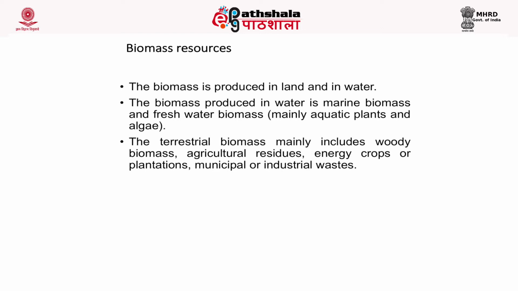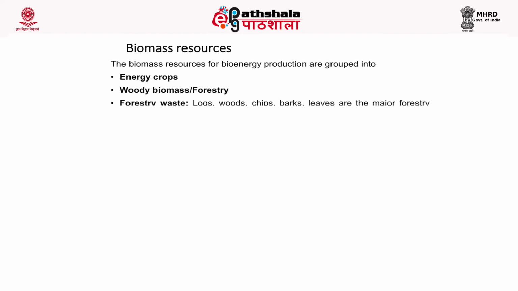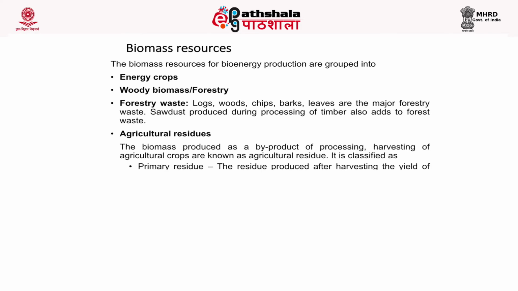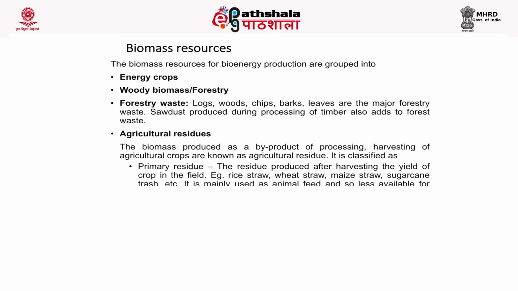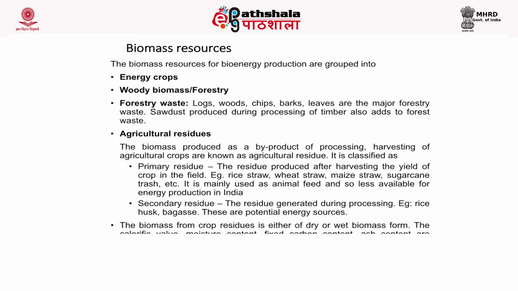It includes the plants as well as the algae. And the biomass which is produced on land is known as terrestrial biomass. It includes woody biomass, agricultural residues, energy crops, and municipal or industrial waste. We can group these biomass resources as energy crops and woody biomass or forestry waste. The forestry waste includes logs, wood chips, barks, fallen leaves, and the sawdust produced during the processing of timber also adds to this.